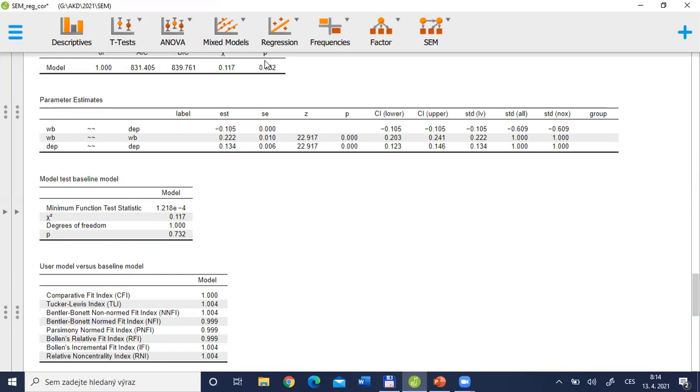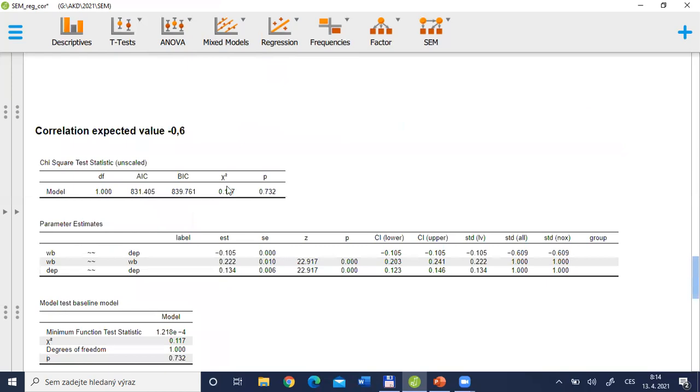Once again, a recap of the weakness of this chi-square test. If my sample is big, at least many hundreds or thousands of units, and if my model is quite complex, this chi-square test is too sensitive, and usually the result would be a small p-value, so it means rejection of our model.